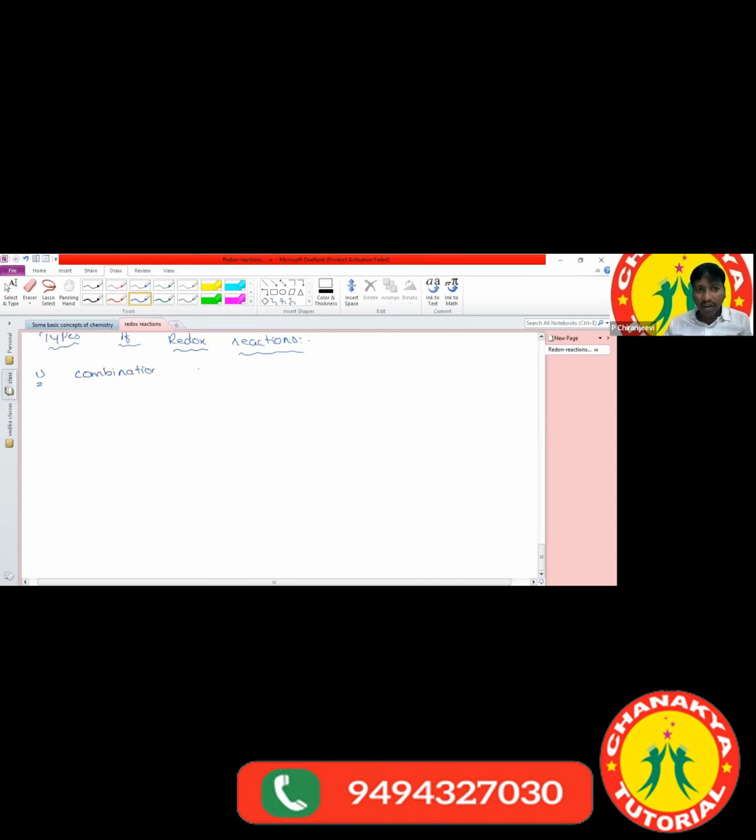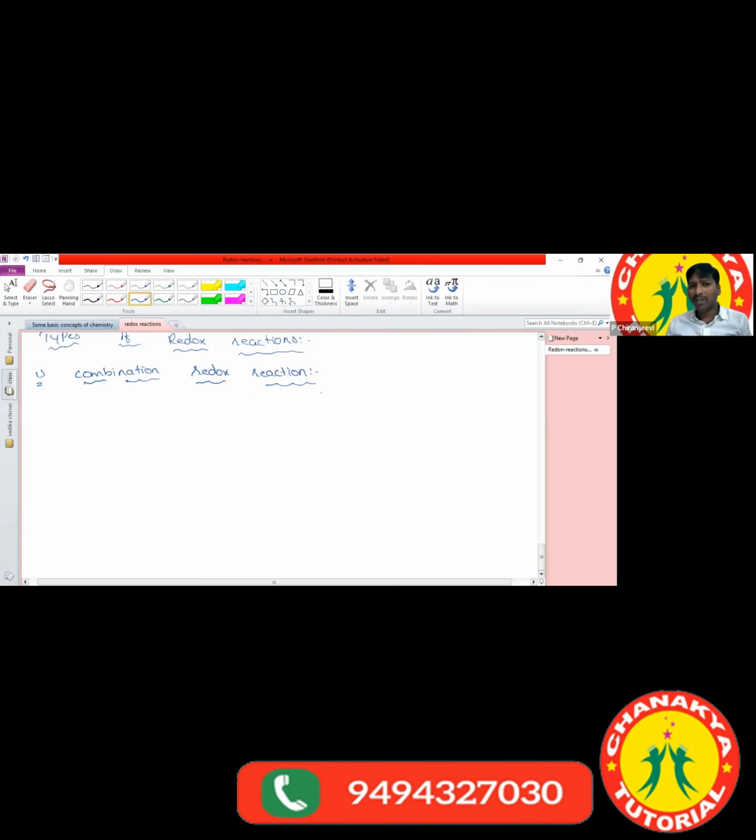Sir, what is meant by the combination redox reaction? When two different elements combine together to form a product, it is called a combination redox reaction. So they have to combine and form a new product, and that new product has to be a redox reaction.